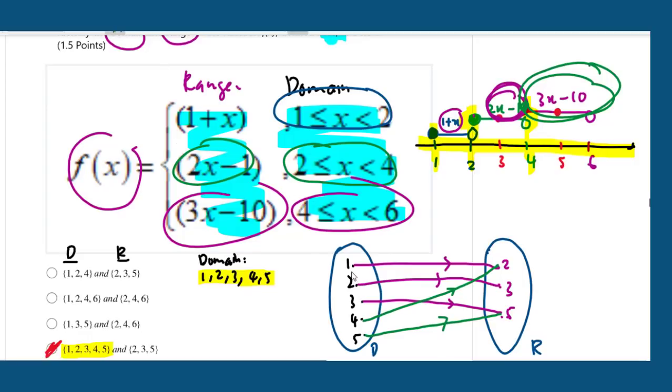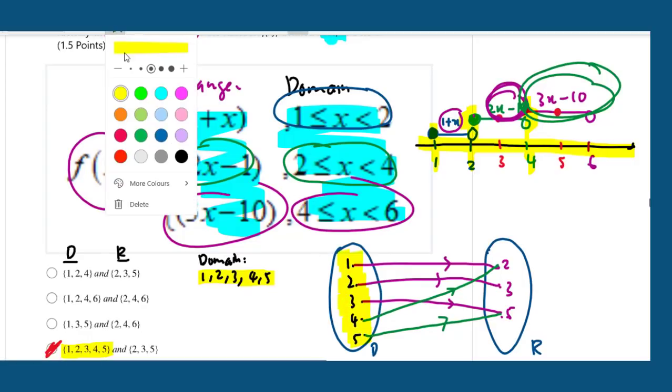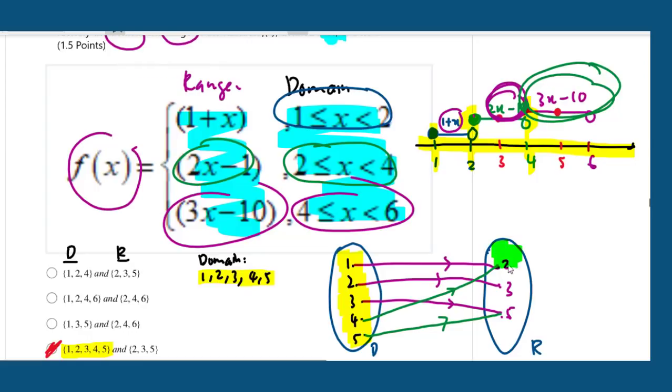Okay, here is the domain. Domain is 1, 2, 3, 4. And here is the range. Range is only 2, 3, 5. Okay, this is 2, 3, 5, so this is the answer. This one is not the answer. Why? Because the domain is here, we just consider this point, this, and this. Okay, number 3 and 5. This one is not considered.